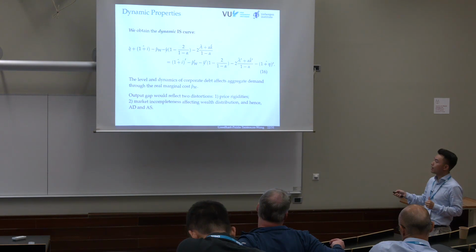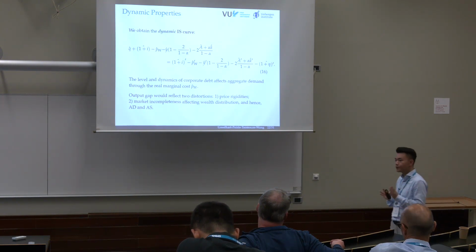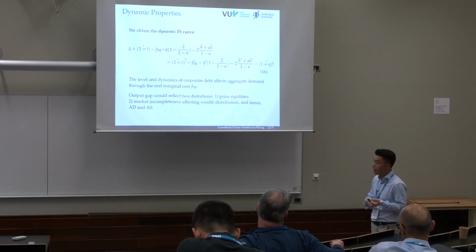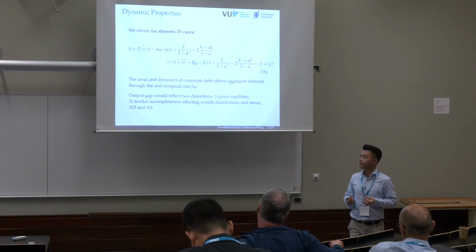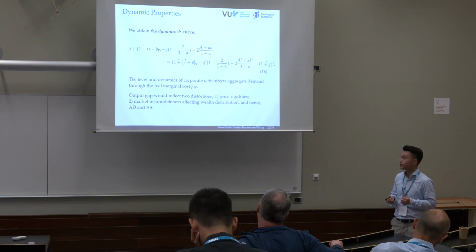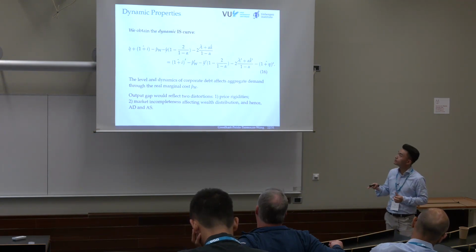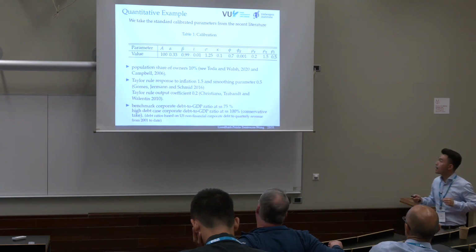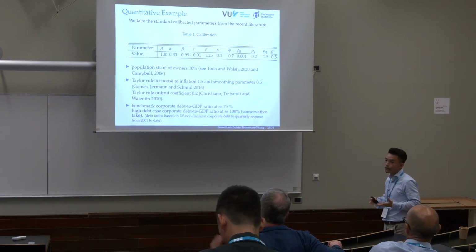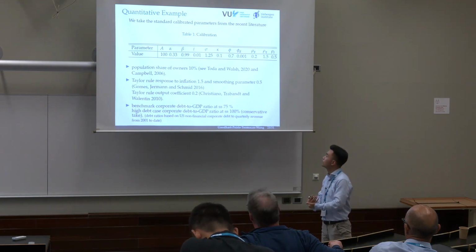And the output gap in this framework reflects two distortions. One is price rigidity, and the second is market incompleteness affecting the wealth distribution among the agents. Putting some numbers into the dynamic model, we conduct some quantitative examples and policy experiments.